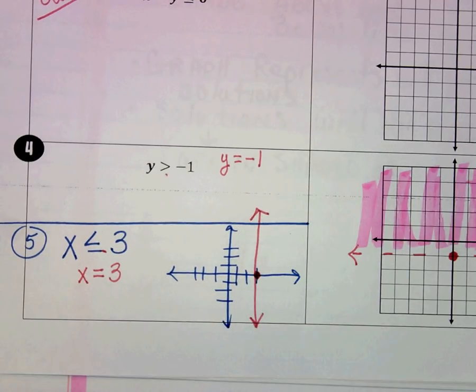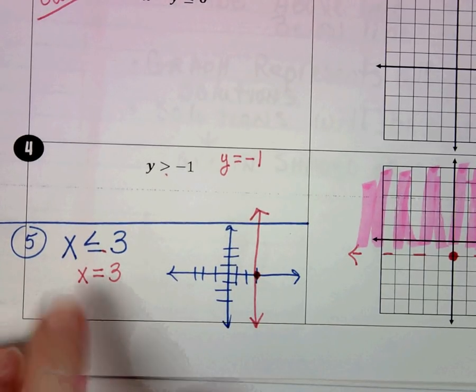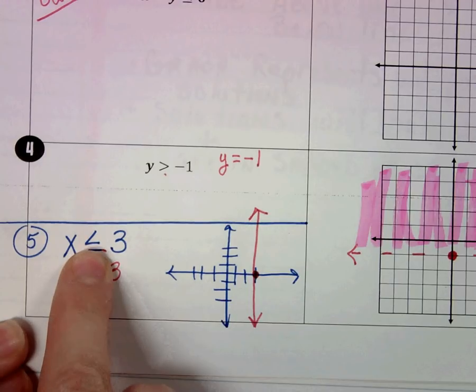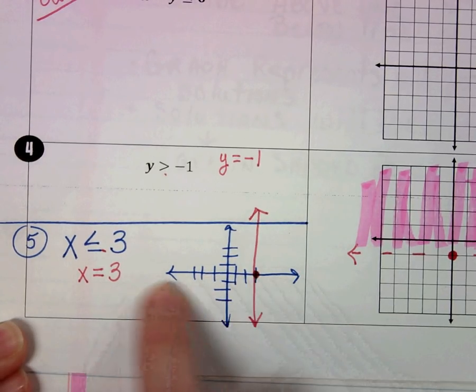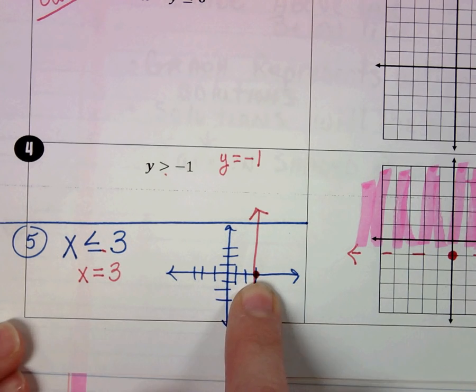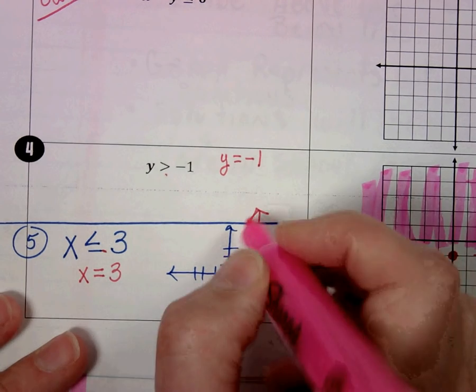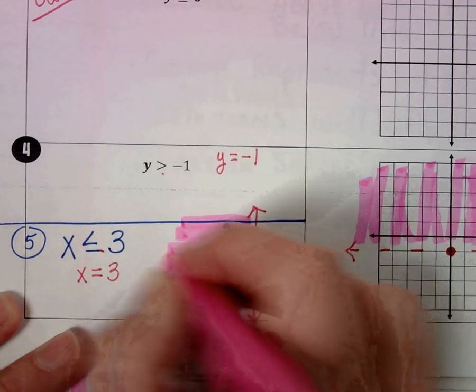Now sometimes we get a little bit messed up trying to figure out which way to shade because it's not really above or below the line, but it's saying x is less. So think about where are the x values less than 3. And less than, I hope you realize, is going to be this way.